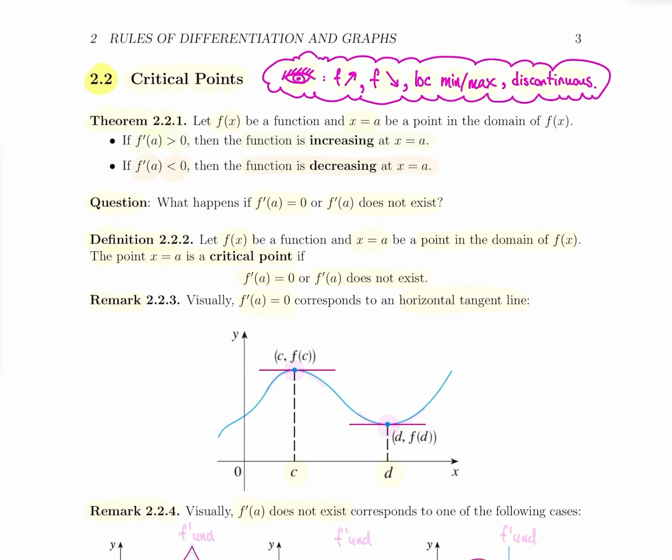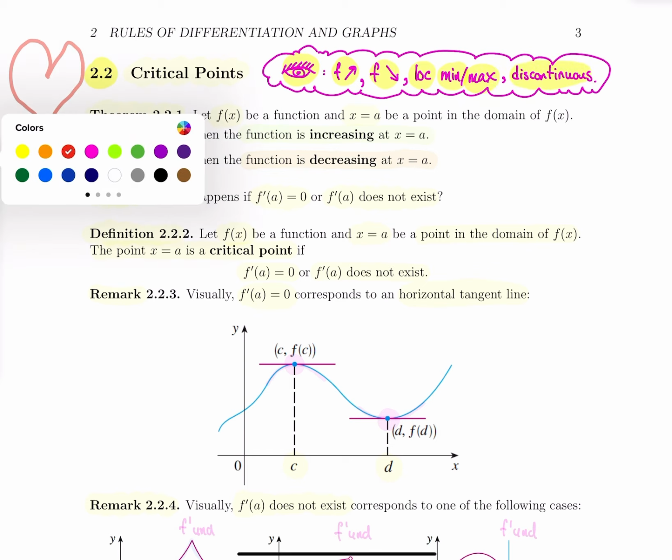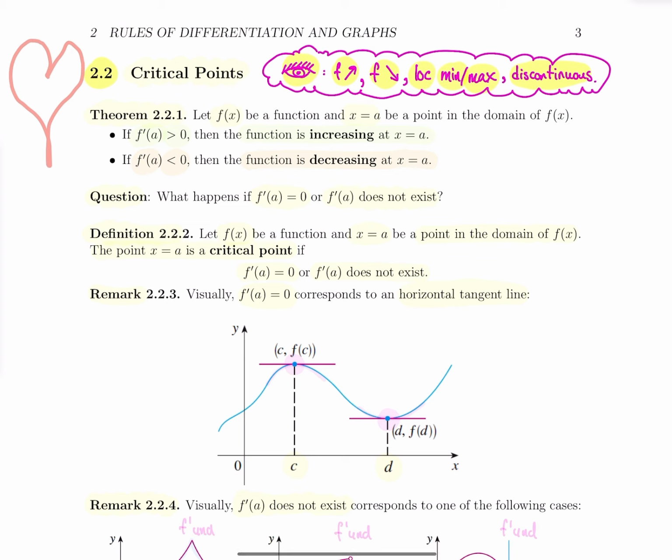In this next section, we're going to make this connection between the following visual ideas. When is a function increasing? When is a function decreasing? When does a function have a local minimum or maximum? And when is a function discontinuous? And the connection will be with the slope of the tangent line of the function f of x at x equal a. So everything is still very, very visual.